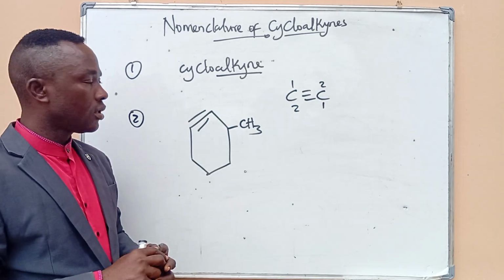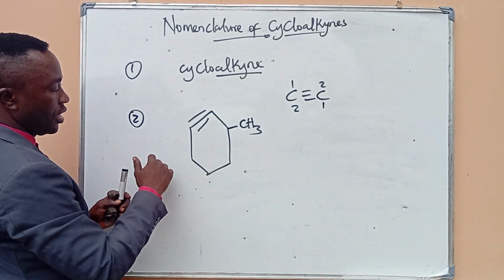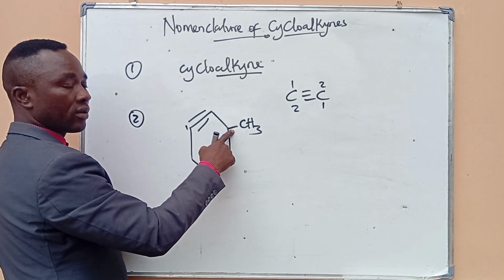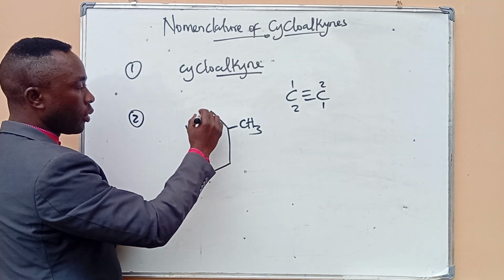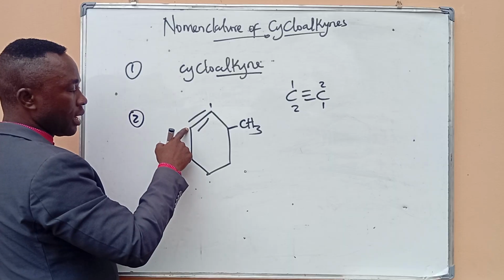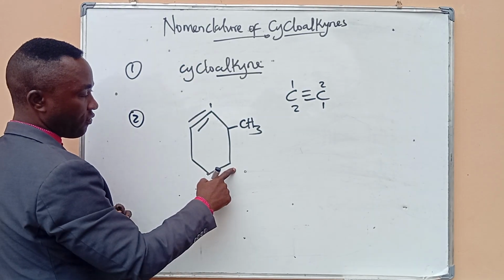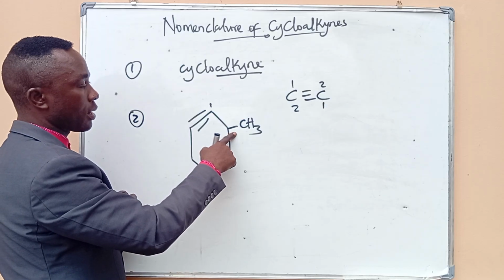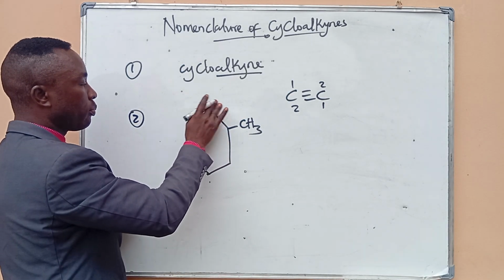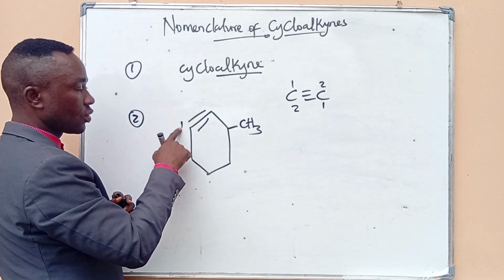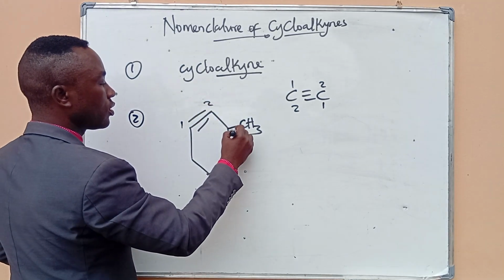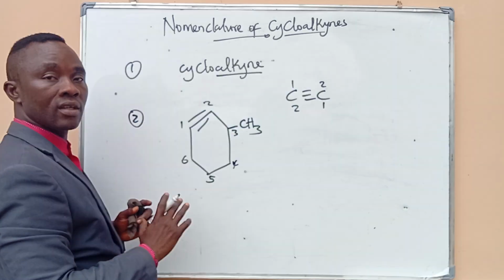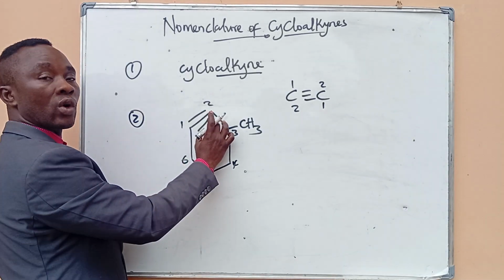What we mean by this is, if we take this carbon to be 1, here becomes 2, then the substituent becomes at number 3. But if we take here to be 1, here becomes 2, 3, 4, 5, and 6. The substituent becomes number 6. So it is very important for us to place our numbering here, so that here becomes 1, 2, 3, 4, 5, 6. This will give the substituent the least number possible, while also considering the triple bond.